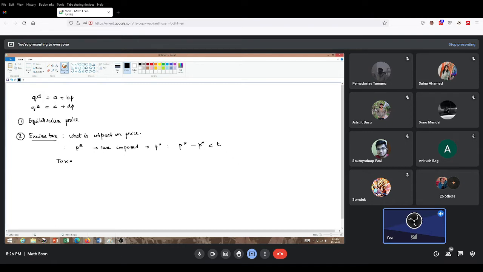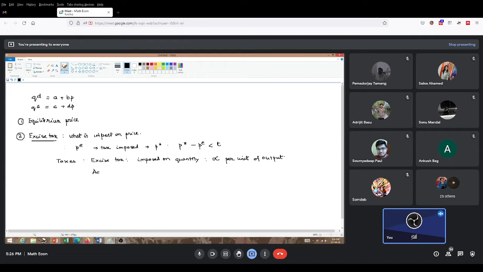Taxes are of two types. One is an excise tax. This is imposed on the quantity. That means per unit you have to pay an amount of alpha. So if you buy 5 units, you have to pay 5 alpha as tax. If you're buying 10 units, you have to pay 10 alpha as tax.